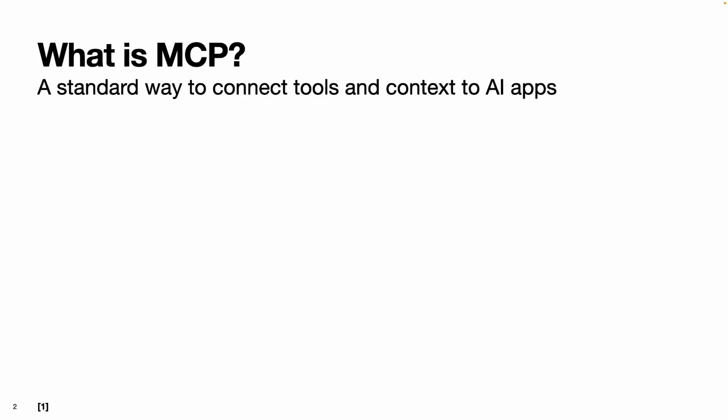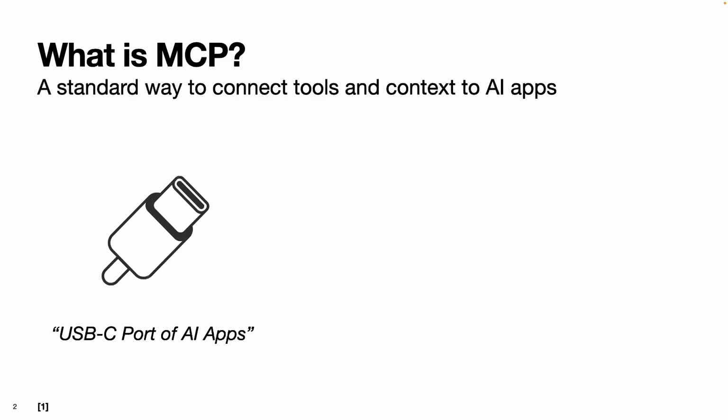At this point, you've probably heard the term MCP before, but maybe you aren't super clear on what it actually means and why you should care about it. But all MCP is, is a standard way to connect tools and context to AI applications. This is a standard developed by Anthropic, and the analogy they use to describe it is that MCP is like the USB-C port of AI applications. Just like how USB-C gives us a universal way to connect any device to, say, a computer, MCP gives us a universal way to connect external tools and context to AI applications.